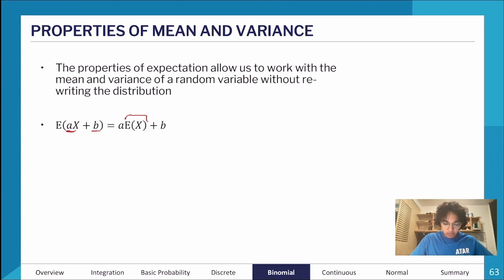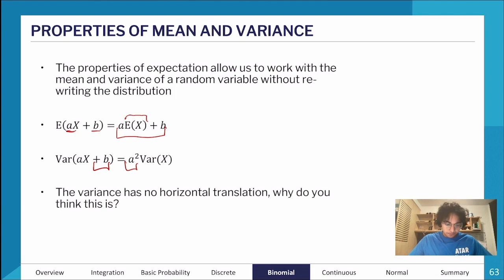They'll give you some x term, and then they'll say, let's double that x term, and then add b to it, or add some value to it. If you want to calculate that out, just use this rule here. With the variance, it's a little bit complicated. The b just disappears, and the a comes out the front and gets squared, so it's a squared times the variance of x. So the variance has no horizontal translation.